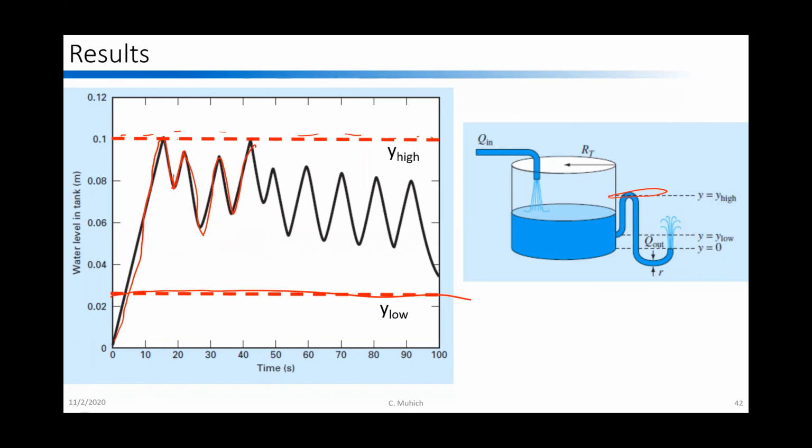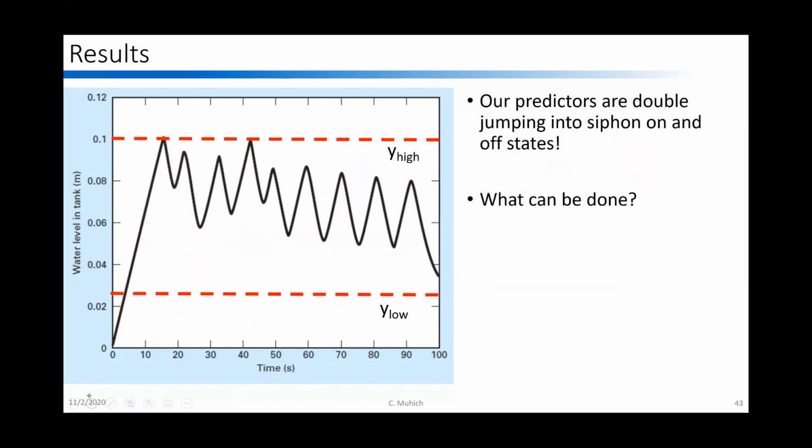So what's going on? Well, the issue is that our predictors are jumping the siphon. So when I'm making my projection forward, those predictors, those K1, K2, K3, etc., are jumping to a case where the siphon gets turned off or on prematurely. What this is saying is these projections are actually hurting us. So we're moving on to and off of that state when we shouldn't have. So what can be done?